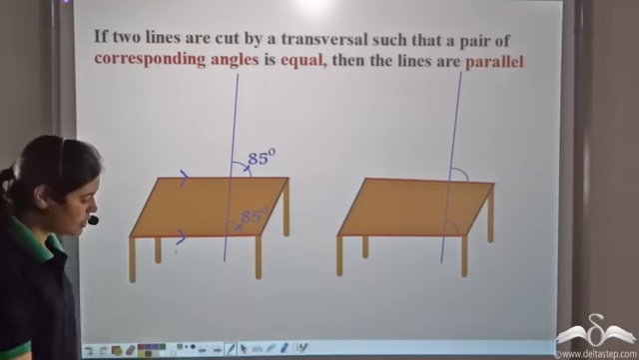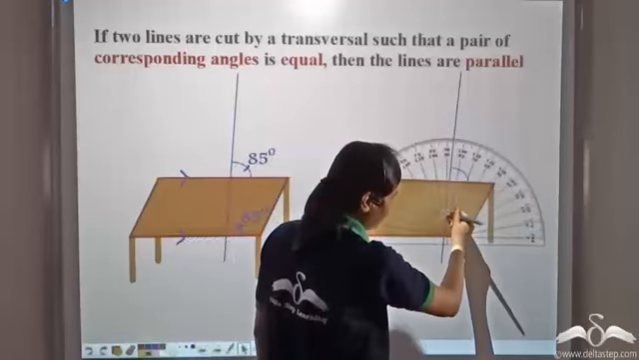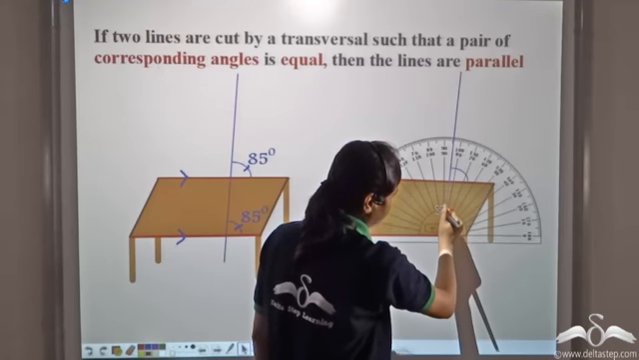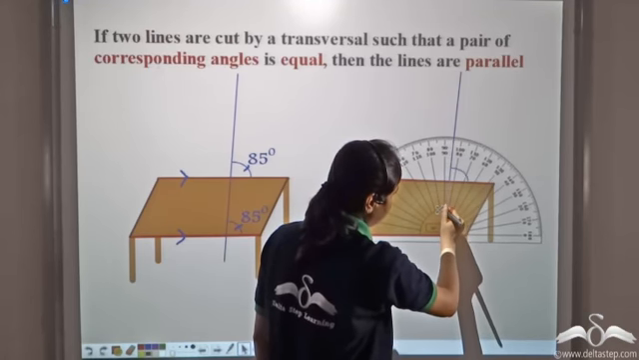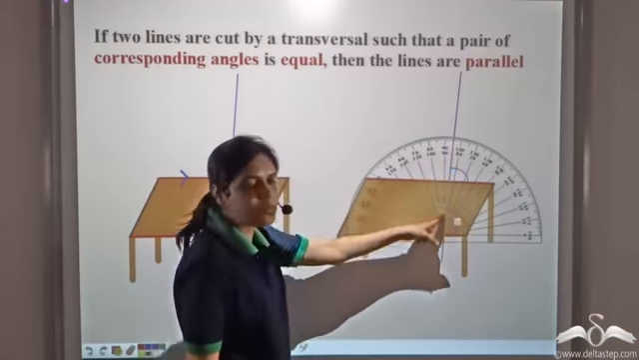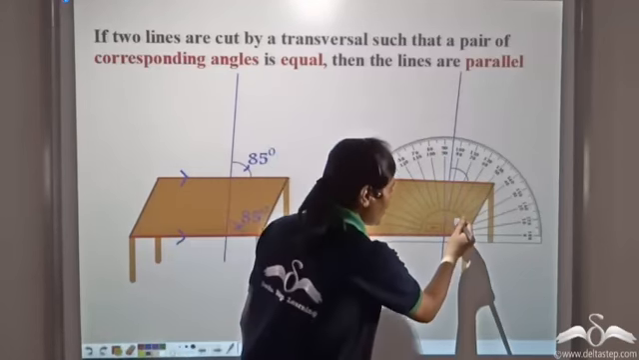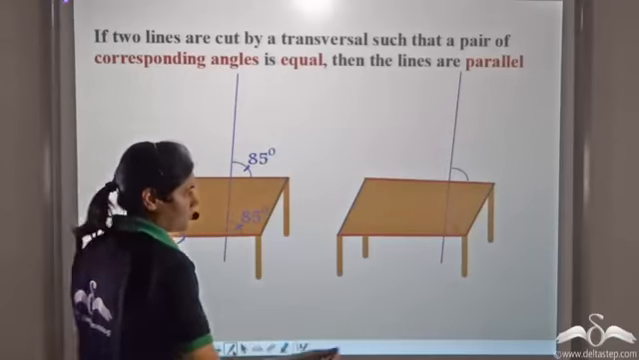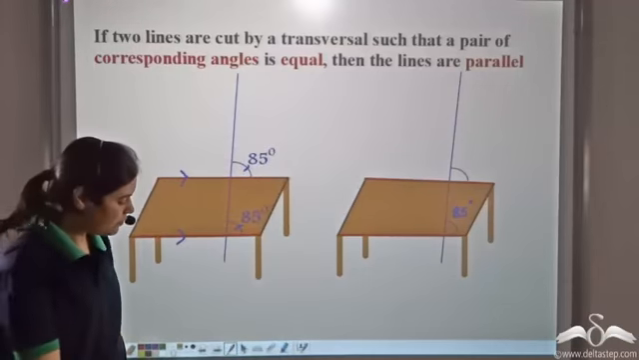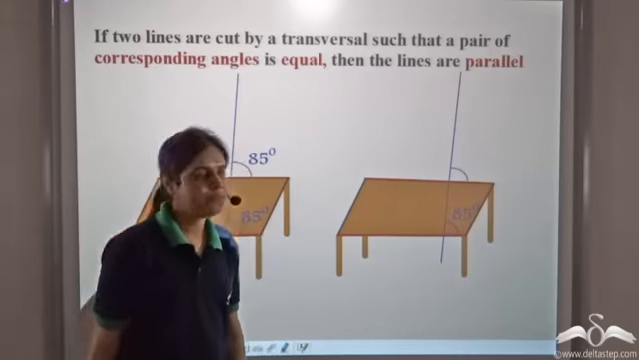Now let us come to this table. So we measure this angle. We see that this corresponds to 85 degrees. Hence, this angle is equal to 85 degrees. Now, let's measure the other corresponding angle.